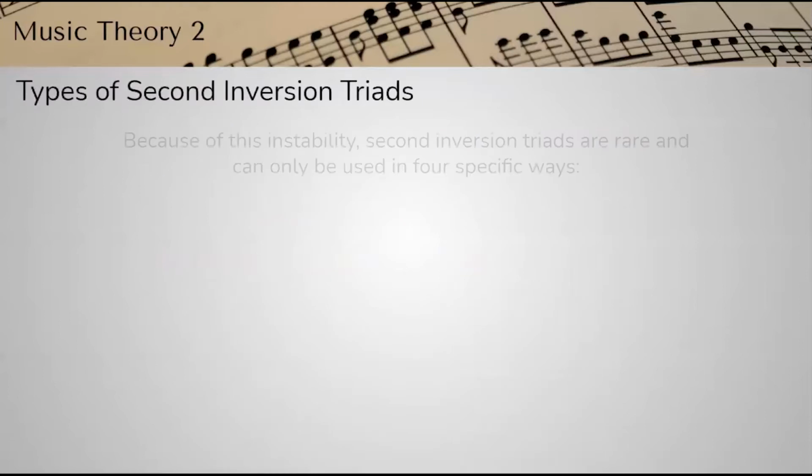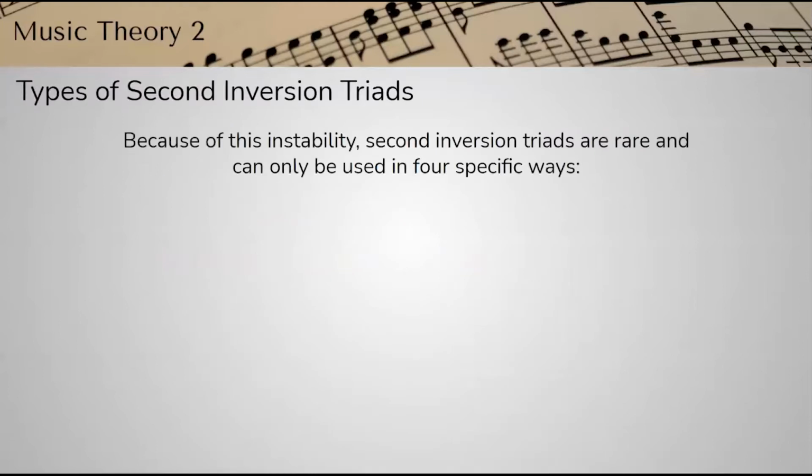All right, so because of this instability, these second inversion triads are relatively rare. You don't hear them all the time. And they're only used in 4 specific ways. The most important one and the most common is what's called a cadential 6/4. And we're going to talk about all these in detail.